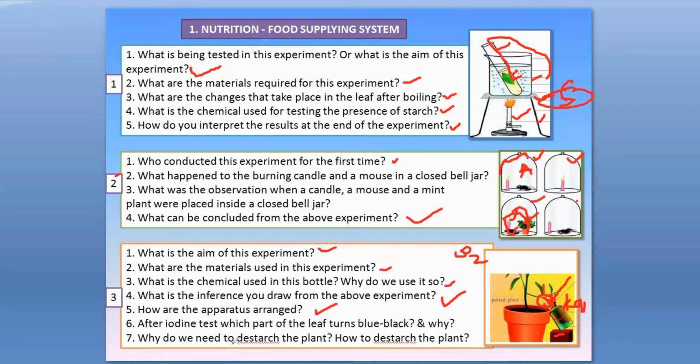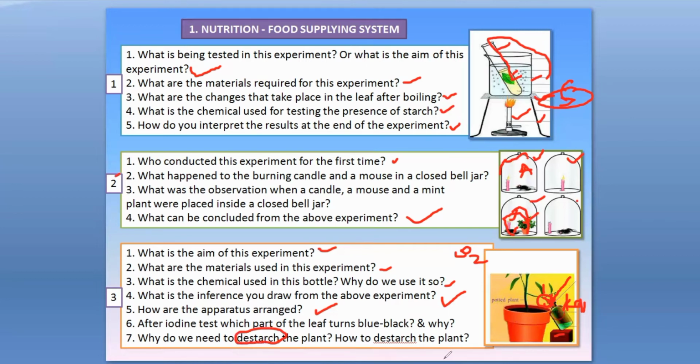Why do we need to destarch the plant? How to destarch the plant? Before conducting the experiment, the potted plant must be kept in the dark for 2 to 3 days, so the leaves are free from starch. Destarch means removal of starch.